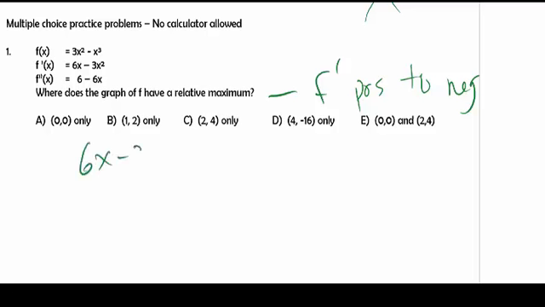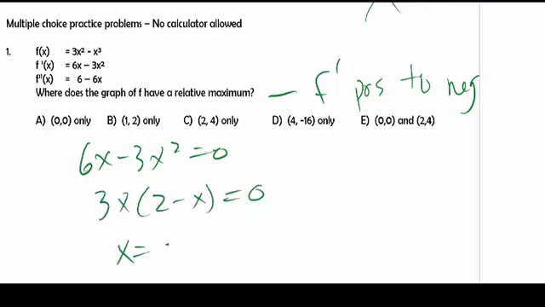So we need 6x minus 3x squared to equal 0. If you factor out a 3x, you get a 2 minus x left over. So either x has to be 0 or x has to be 2. Now, to figure out if you get mins, maxes, or neither, you've got choices.